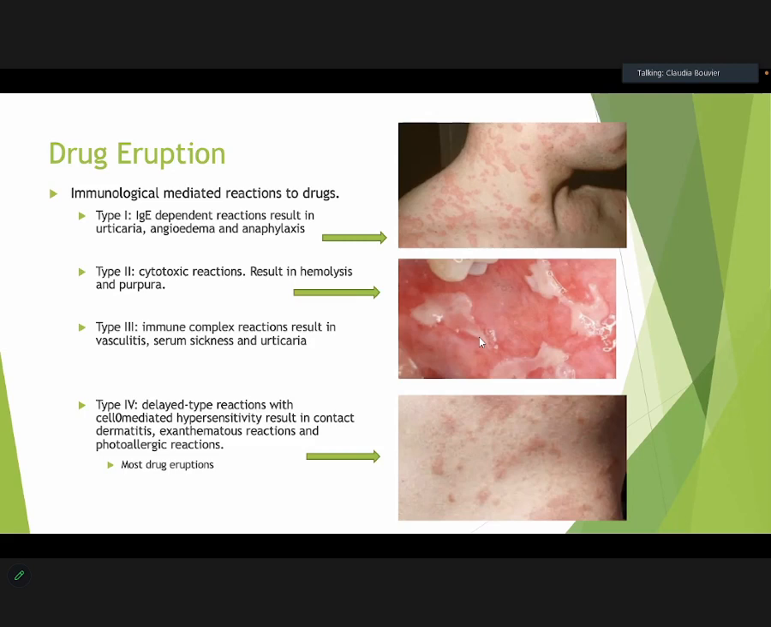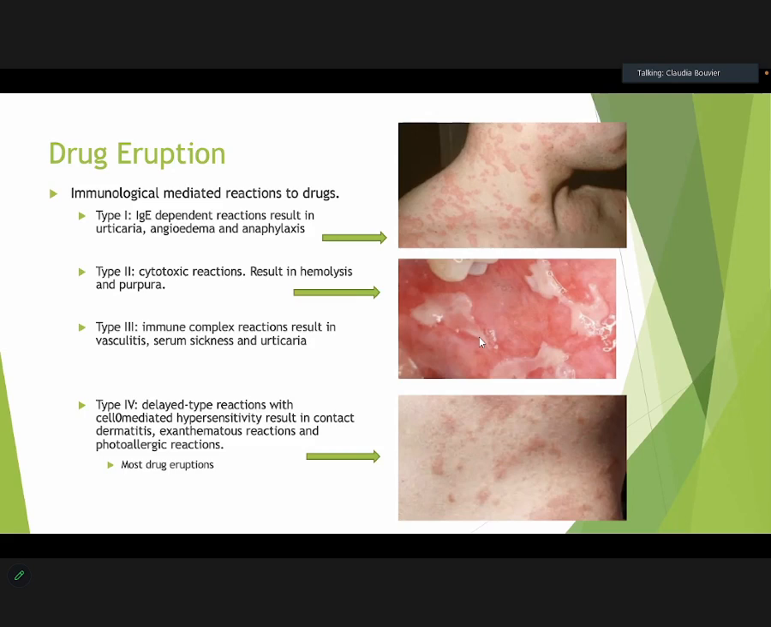Eruption is immune complex reactions, like in a vasculitis. And with these ones, you will get a serum sickness, so you have a lot more systemic symptoms. And then the urticarial rash that you see above. And then type 4 is a delayed type reaction, and that's a cell-mediated hypersensitivity, which results in a contact dermatitis. And so that is kind of shown below.